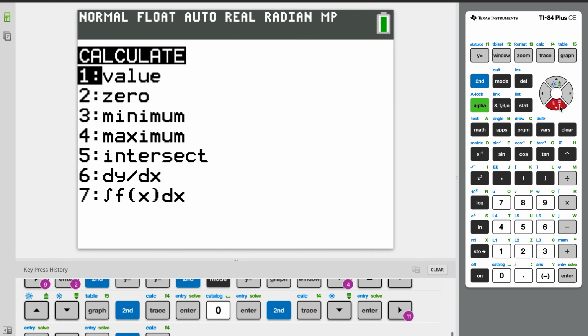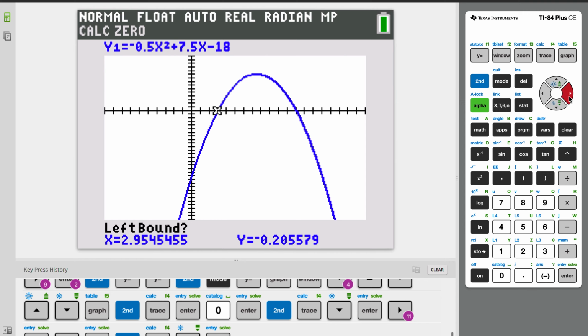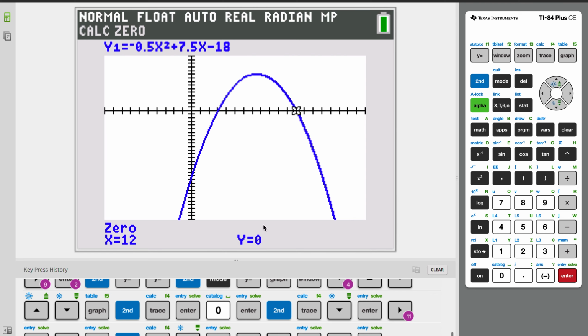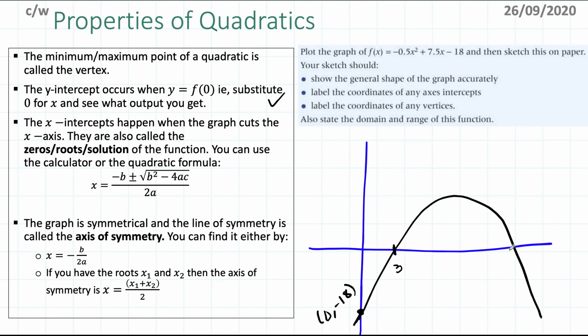Repeat it again. Remember you need to go to zero and not value. Value gives you the y output. For zero, we need the x value. So this is the left bound of the second root, and then the right bound, press enter again, and it's going to give you 12, and y equals 0, which means this is 12. So this is our second root, and so we found this and this.